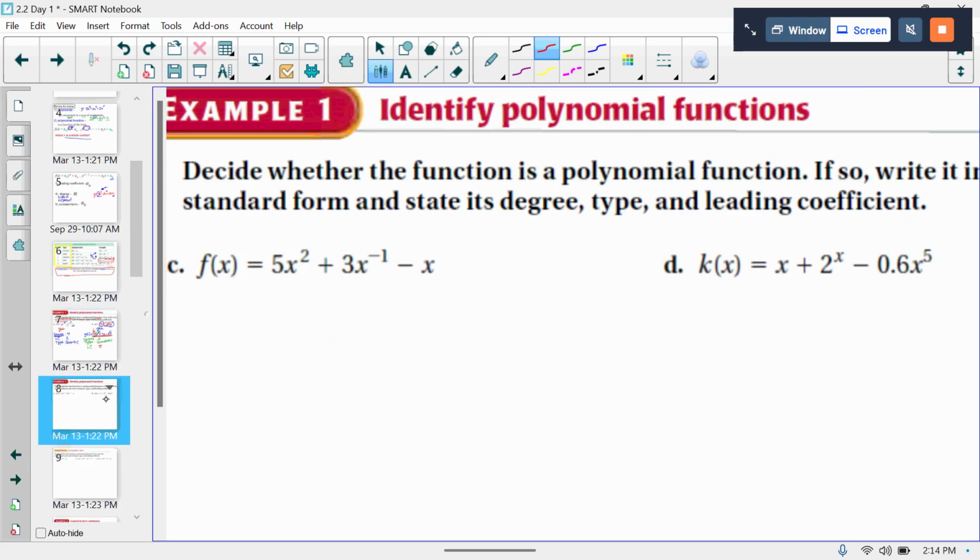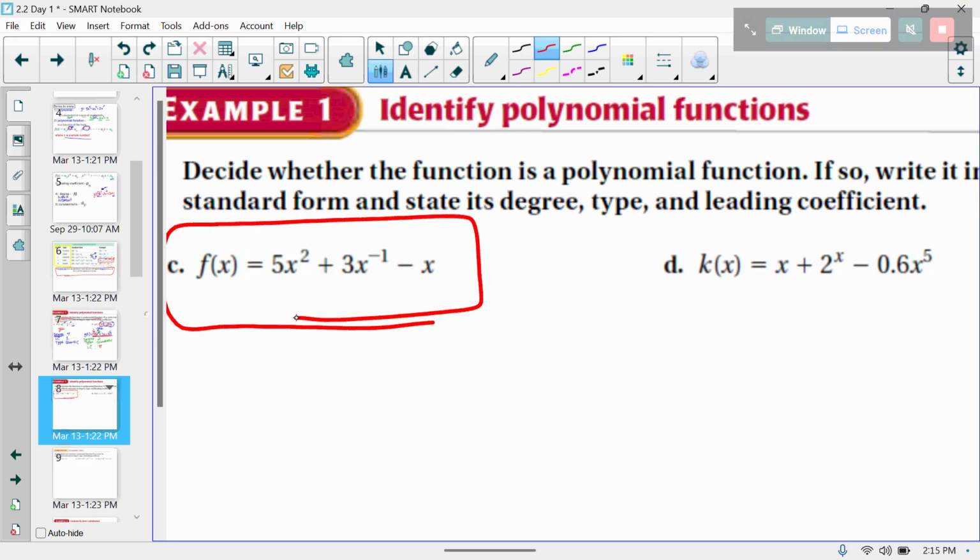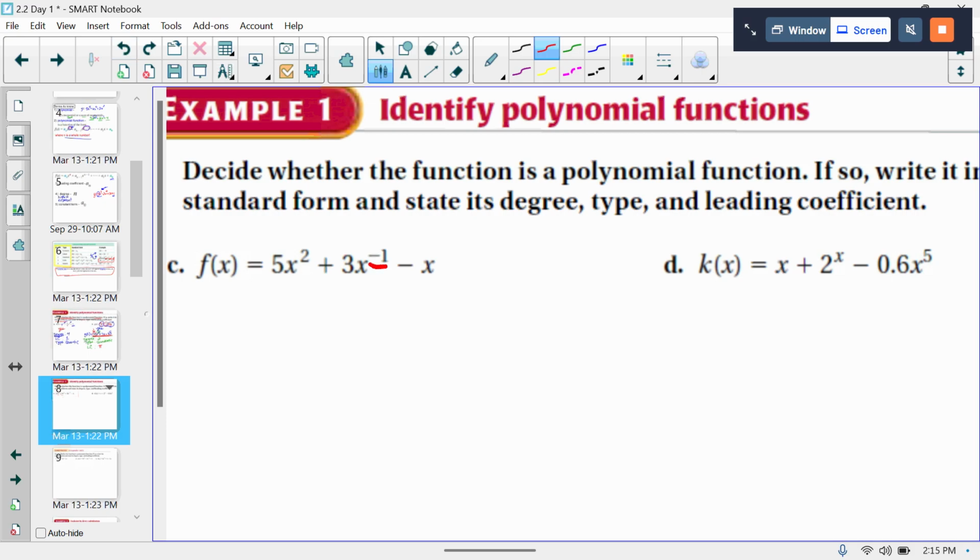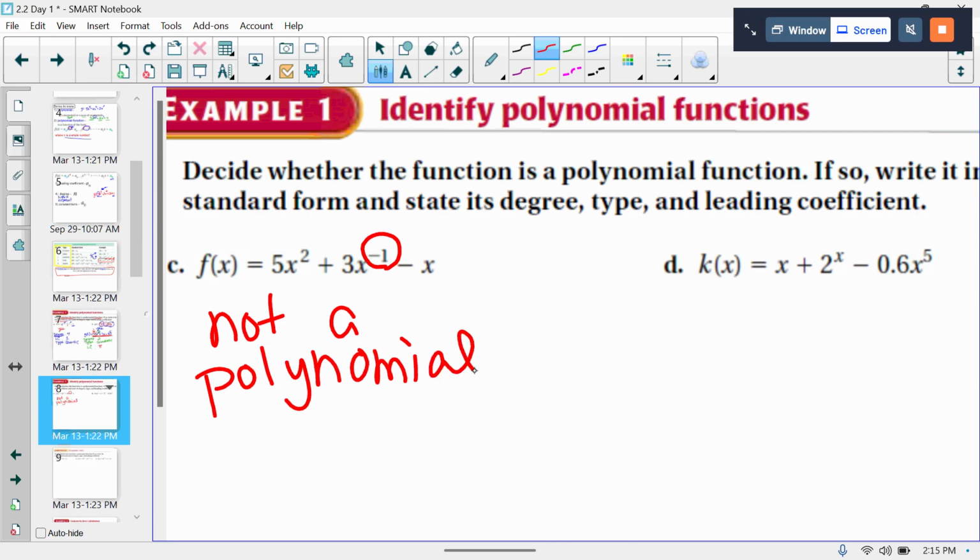Let's do another slide. Copy this one down into your notes. Same question. We got to figure out first, is it a polynomial function? And this one is not, because here's the red flag. X to the negative first. Remember, the definition said the exponents have to be whole numbers. So this one is not a polynomial function. It's a different type of function that you'll learn about later in the year when it's got a negative exponent like that.